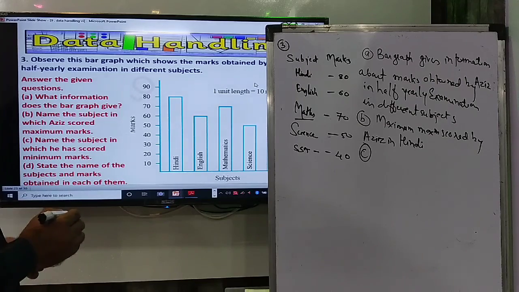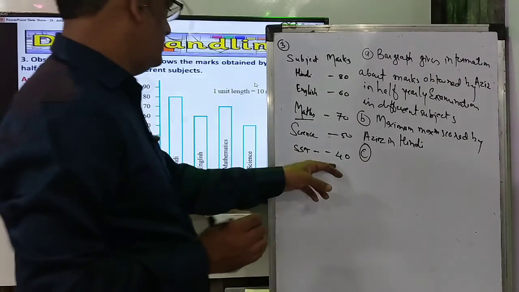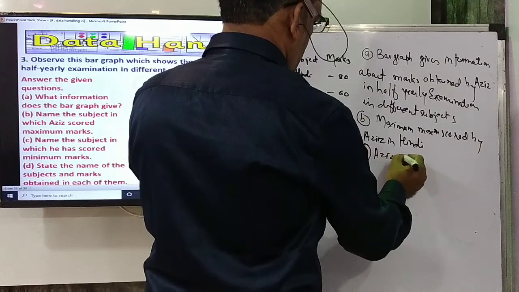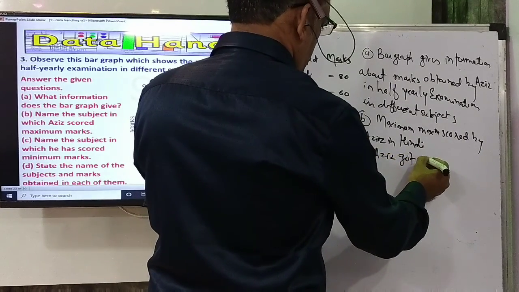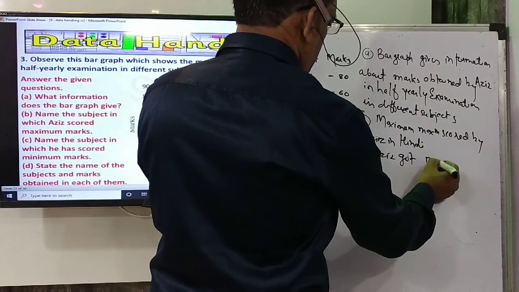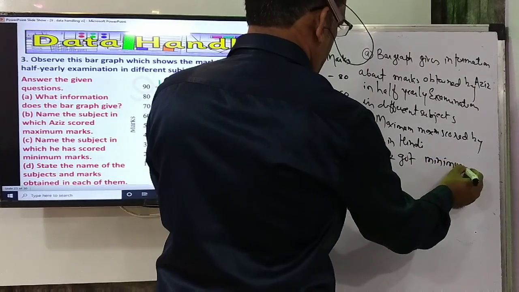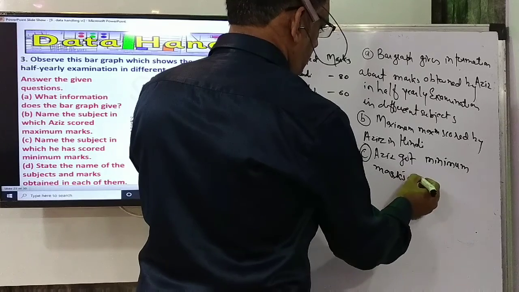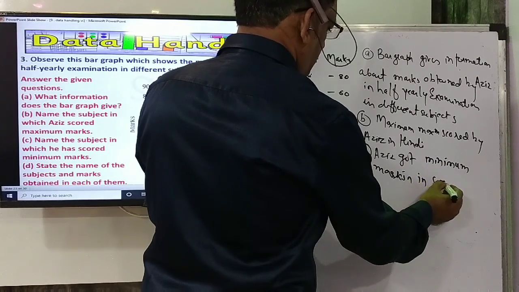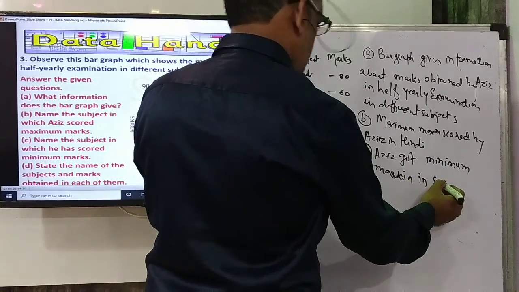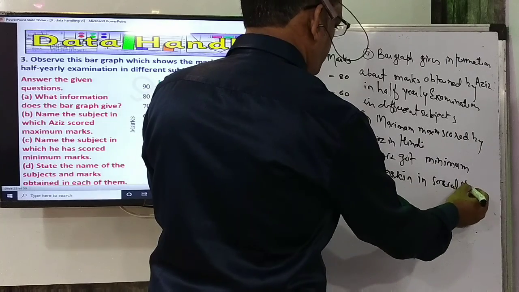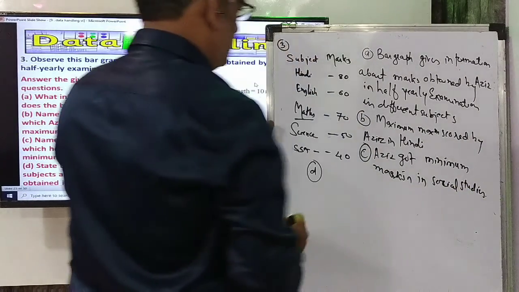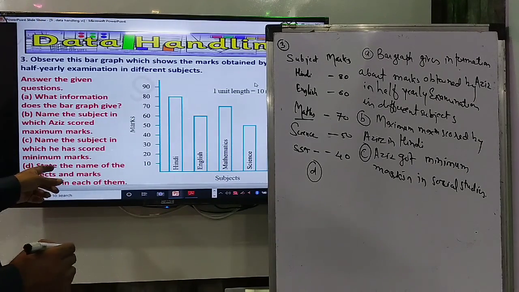See, name the subject in which minimum marks are obtained by Aziz. So in SST, minimum marks obtained. Aziz got minimum marks in social studies. So Aziz got minimum marks in social studies, maximum marks in Hindi.